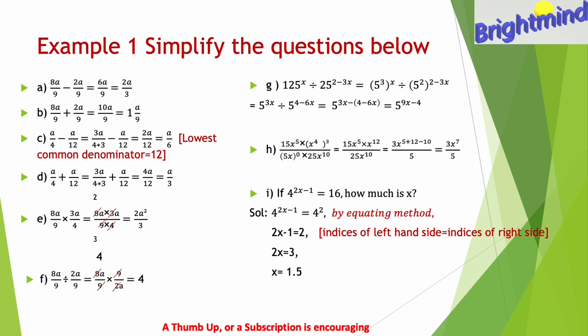So I get 2x minus 1 equals 2. And I move the negative 1 to the right. So 2 plus the 1 equals 3, because when you move the number from the left to right, you change the sign. So 2x equals 3. Divide 2 from both sides. We get x equals 3 over 2, which is 1.5.